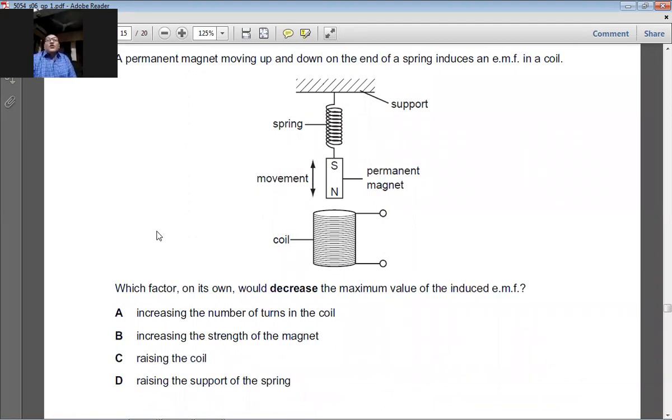Which factors on its own would decrease the maximum value of the induced EMF? Increasing the number of turns in the coil, no, that actually increases it. We are looking for the factor that would decrease the maximum value of the induced EMF. Increasing the strength of the magnet, no. Raising the coil, yes, that can be. And raising the support of the spring. Okay. So if you raise it, so no.